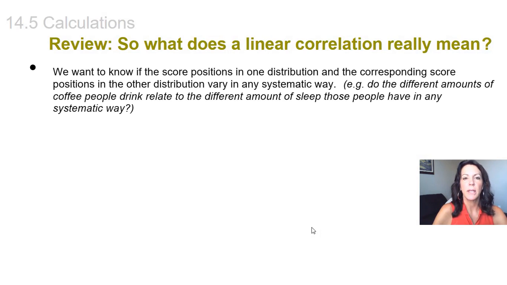What does a linear correlation really mean? So we want to know if the score positions in one distribution and their corresponding score positions in the other distribution vary in any systematic way. So an example, does the amount of coffee people drink relate to the different amount of sleep those people have in any systematic way? So do people who drink more coffee sleep more hours and less coffee sleep less hours, or does it vary in opposite directions? Do people who drink more coffee sleep less hours? Easy for me to say.